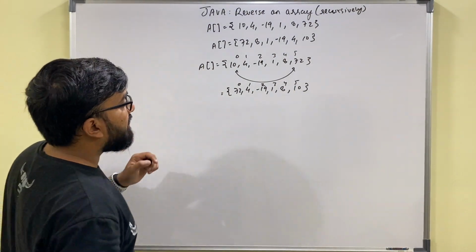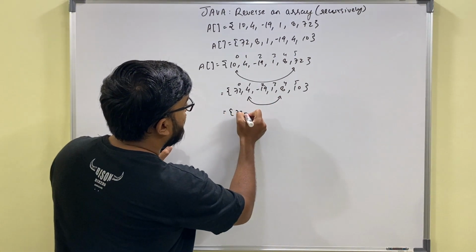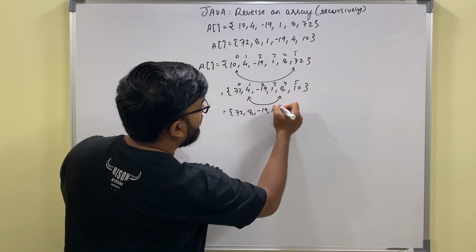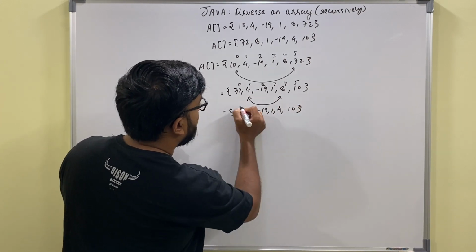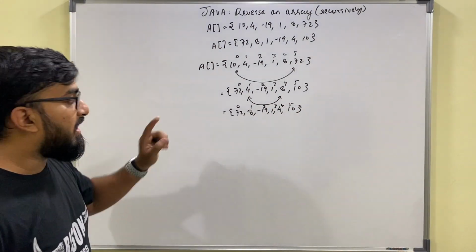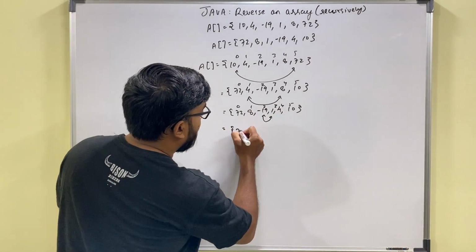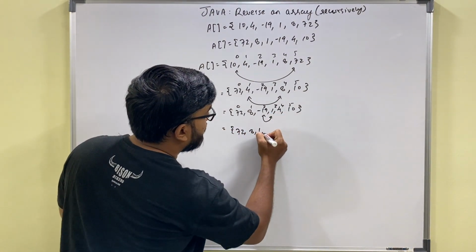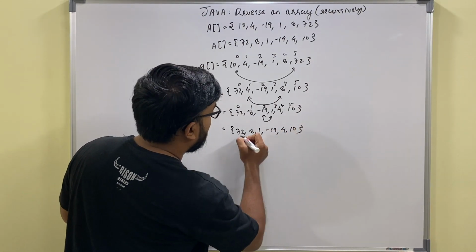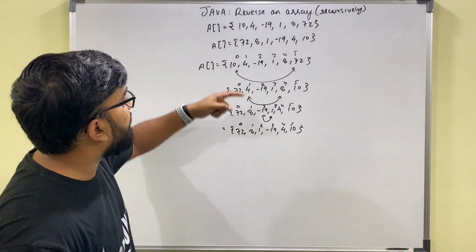In the next iteration, I swap index 1 and index 4. So 72 remains here, 8 comes here, minus 19, 1 remain the same, 4 comes here, and 10 remains the same. In the next iteration, I swap these two. So 72 and 8 remain the same, 1 comes here, minus 19 goes here, and 4 and 10 stay the same. So now this is the reverse array.